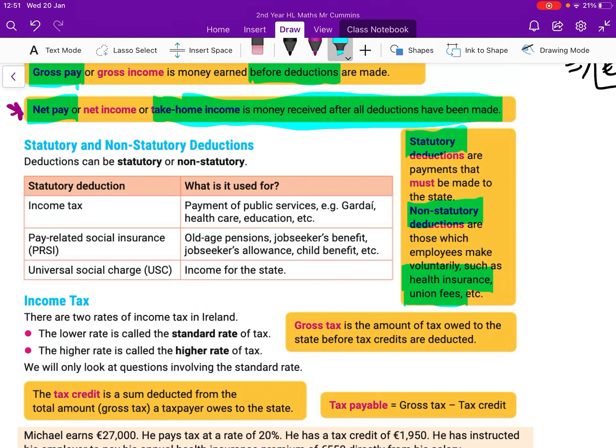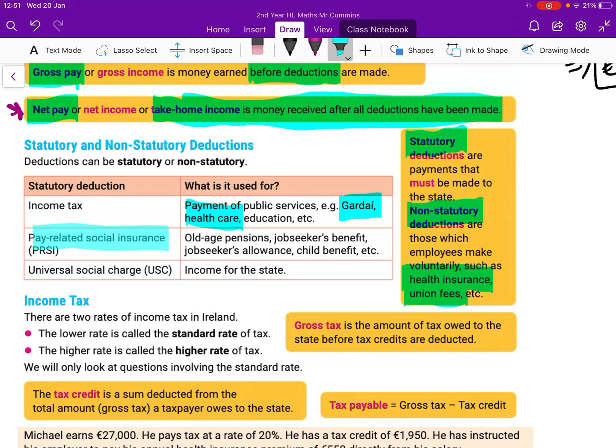They're non-statutory. So statutory means compulsory. It means you have to pay them. So what are they used for? Well, the government are taking money out of your pay for things like paying your guards, paying your doctors, paying your nurses, paying your teachers.